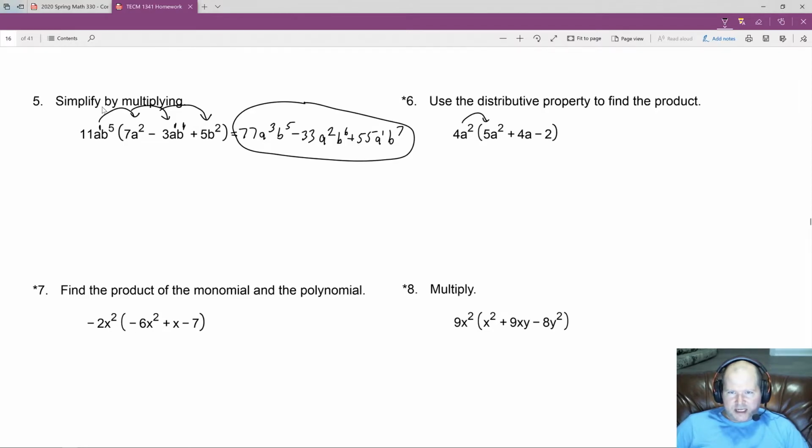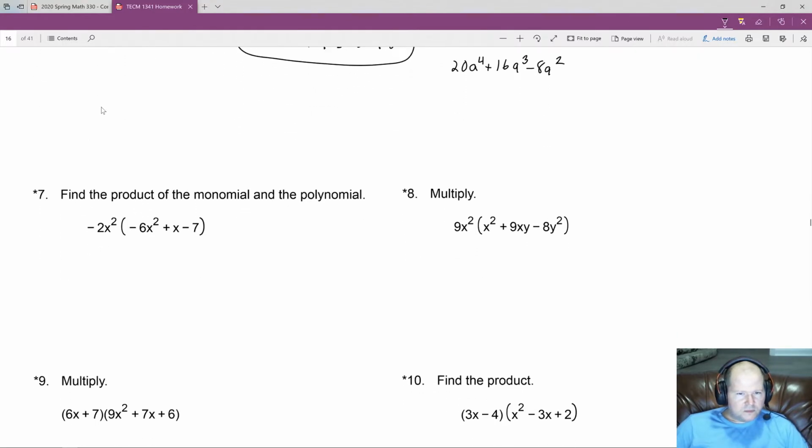All right, so we say 4a squared times 5a squared. 4 times 5 is 20. A squared times a squared is a to the fourth power, because 2 plus 2 is 4. Okay, next we say 4 times 4 is 16. We see a squared times a, understood to be the first power, is a cubed, because 2 plus 1 is 3. Then we say 4a squared times negative 2. 4 times negative 2 is negative 8, and we just keep the a squared. Move on to the next problem.